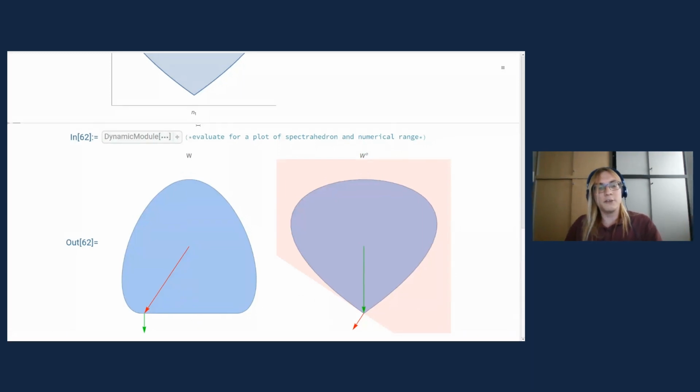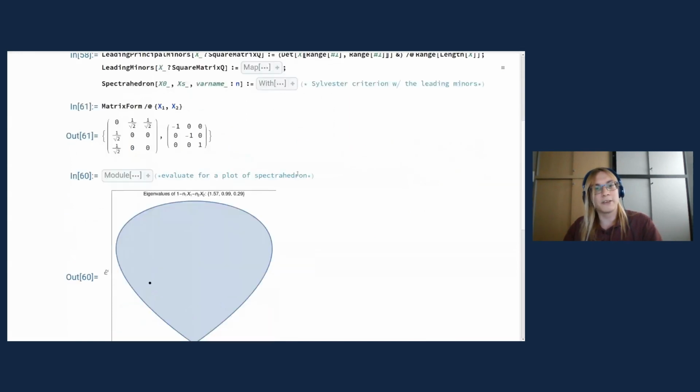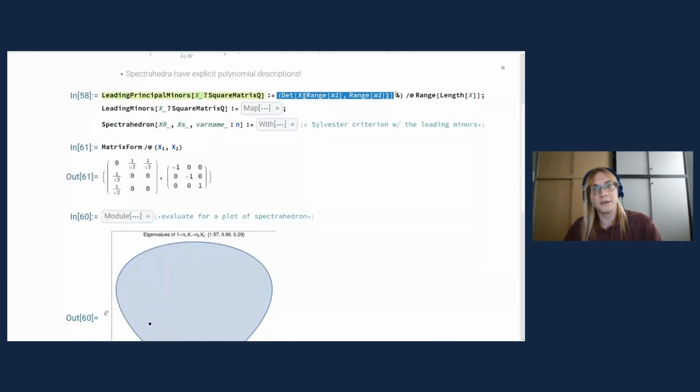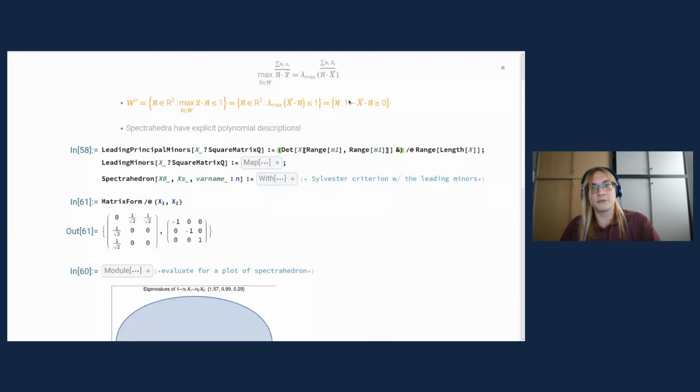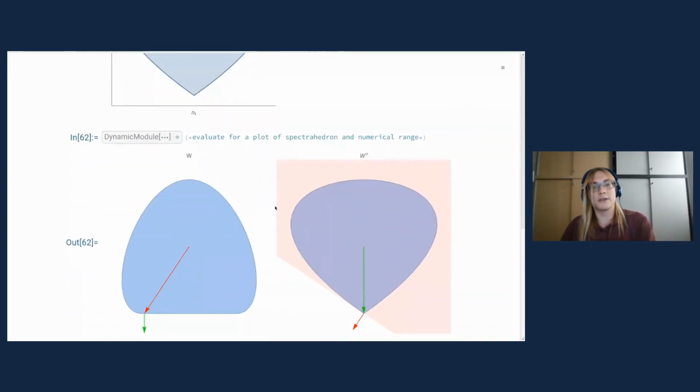And this is a kind of big deal because spectrahedra have explicit polynomial descriptions with these determinants. If we just parameterize this matrix 1 minus x dot n with n and calculate the determinants, the result will be just a set of polynomials. If all of them are positive, then the matrix is positive definite. And that's what I call the polynomial description.